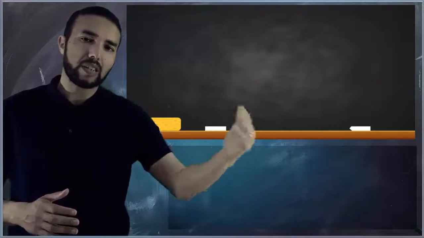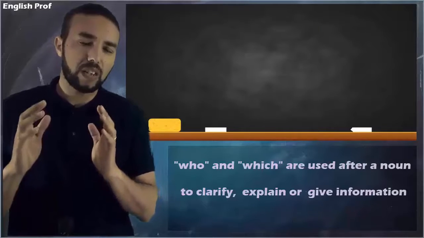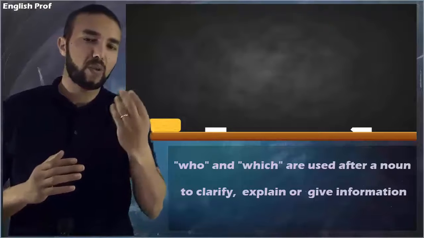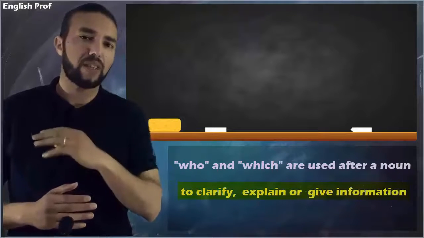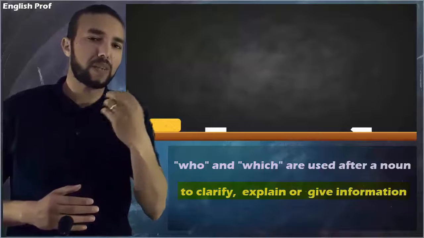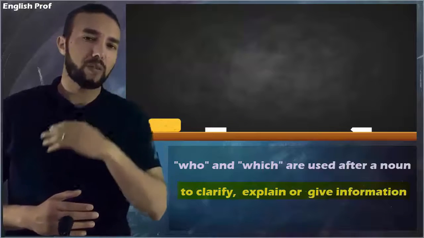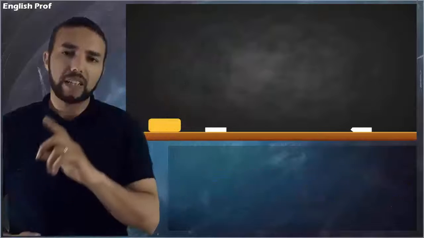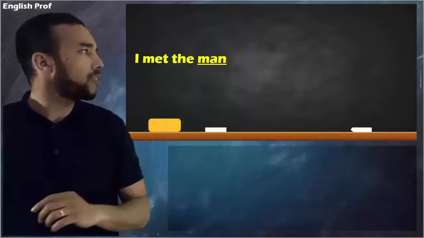Who and which follow a noun either at the start of the sentence or at the end of the sentence. So we will see some examples of each case. We have here two cases: at the start or at the end of the sentence. Who and which are used after a noun to clarify, to identify, to explain, or give us more information about the noun. Let's start with the first case, with the example on the board.